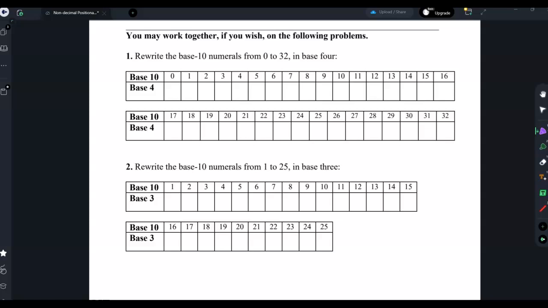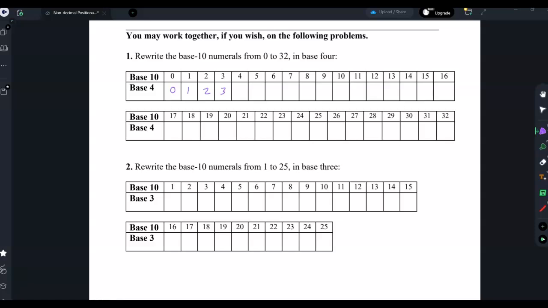Here we'll practice counting in other bases, starting with base 4. This one wants us to start with 0. So if we're counting in base 4, you can imagine counting on your hands. 0 means I'd hold up no fingers, and then 1 finger, 2 fingers, 3 fingers. And then imagine that we only had 4 fingers.